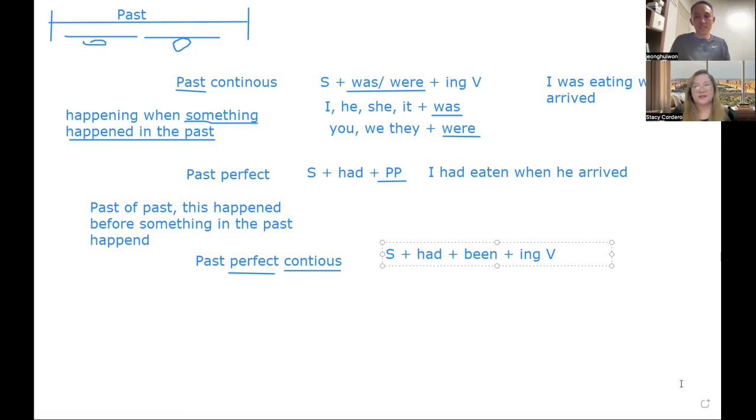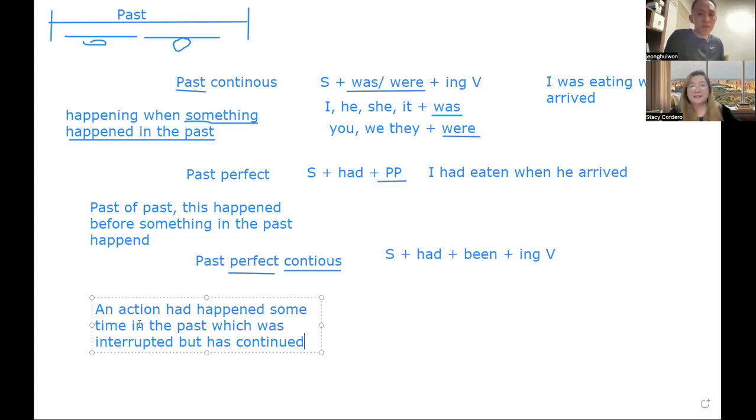Now, when do we use this? So we use this when an action had happened sometime in the past but was interrupted. Same thing, right? If we use that in present perfect continuous, you are doing something and then you stopped, but you will continue. So this is the same thing. It happened in the past, it was interrupted, but it has continued. But then again, since it's all in the past and it's not happening anymore, it became past perfect continuous. Let me just type it here. An action had happened sometime in the past, which was interrupted but has continued.